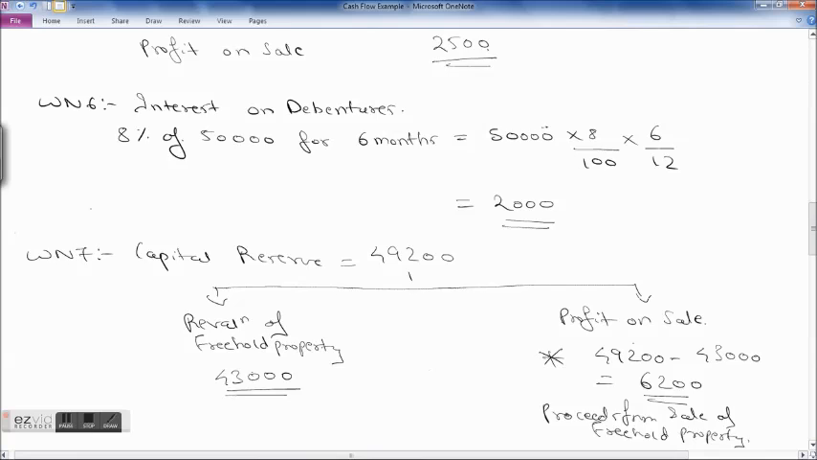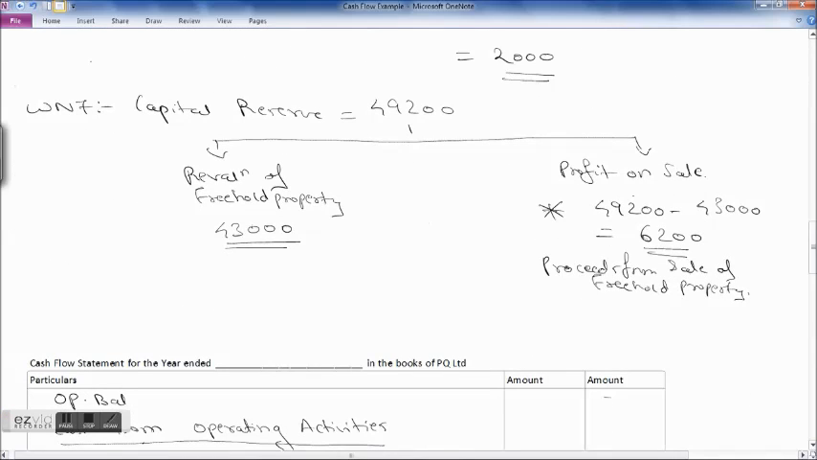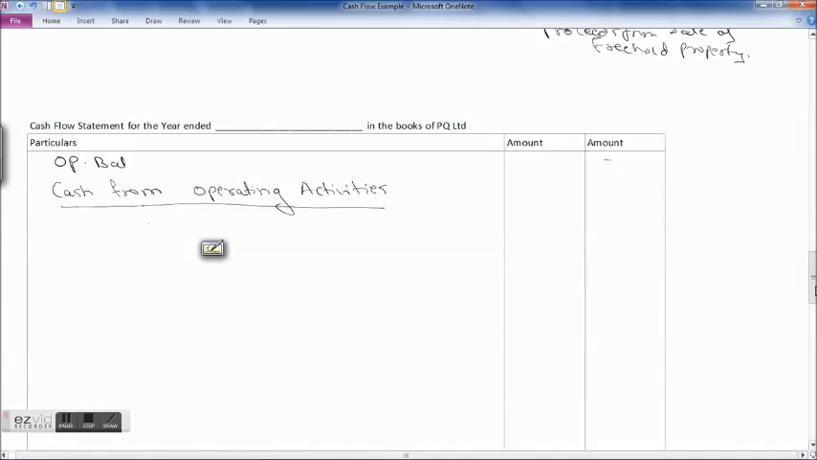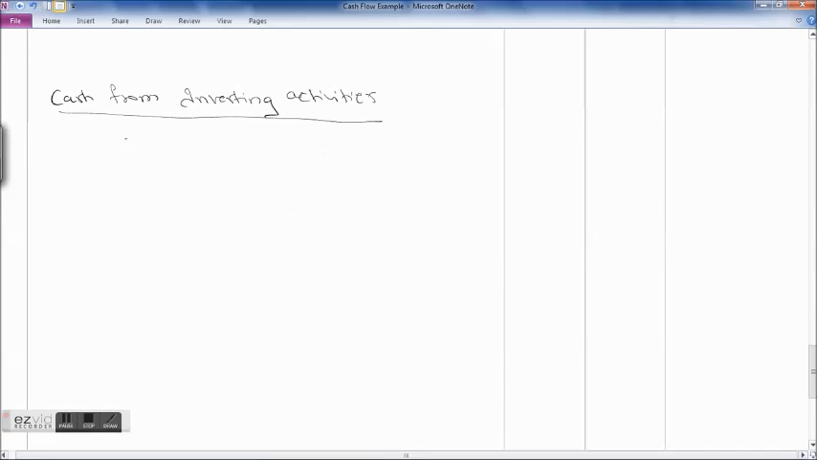Working note number 7. Capital reserve, out of 49,200, 43,000 is on account of revaluation of freehold property. Since there is no cash inflow or outflow, this won't have any impact on your cash flow statement. Profit on sale: there are proceeds from sale of freehold property of 6,200. Since this is proceeds from sale of an asset, it will be included in investing activity.